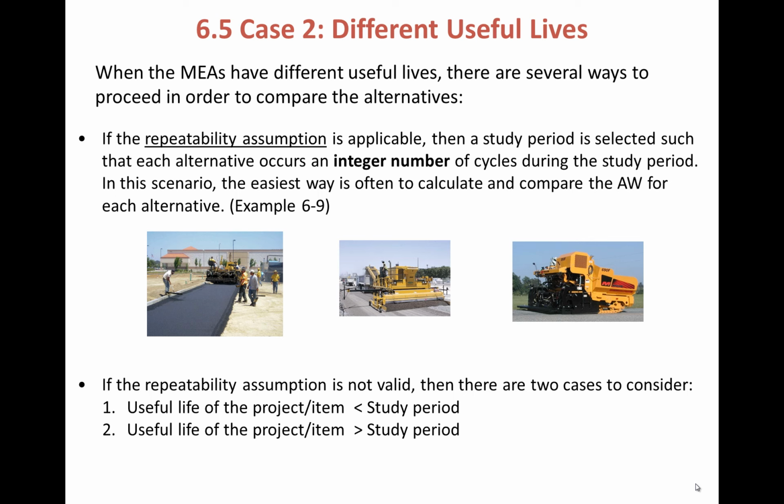Now, there's also the case that the repeatability assumption may not be possible. It may not always be possible to get the equipment for the same price the second time around, and it may be that it doesn't generate the same cash flow. And so we also need to have a tool available for what would happen if the repeatability assumption isn't valid and a certain item is going to last less than the study period. Or maybe it could be that the certain item that we're considering is going to have a useful life longer than the study period.